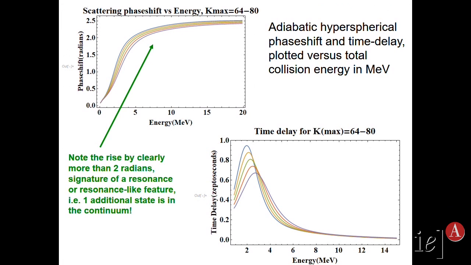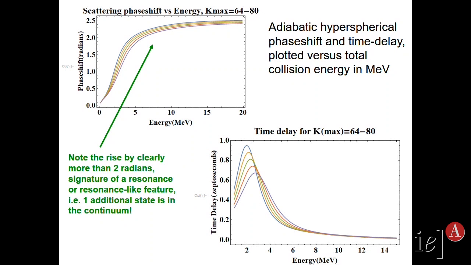The resonance-like rise of phase by around 2 radians or more monotonically moves to lower energy. That's guaranteed by the variational upper bound principle of this phase shift calculation. And this is the time delay, which is the energy derivative of the phase shift, in zeptoseconds. You can see, certainly, there are signs of a resonance from both the criteria of having a maximum in the time delay and of having a rise of phase by more than 2 radians. So this is certainly a resonance or a resonance-like feature. There is basically one extra state in the continuum.